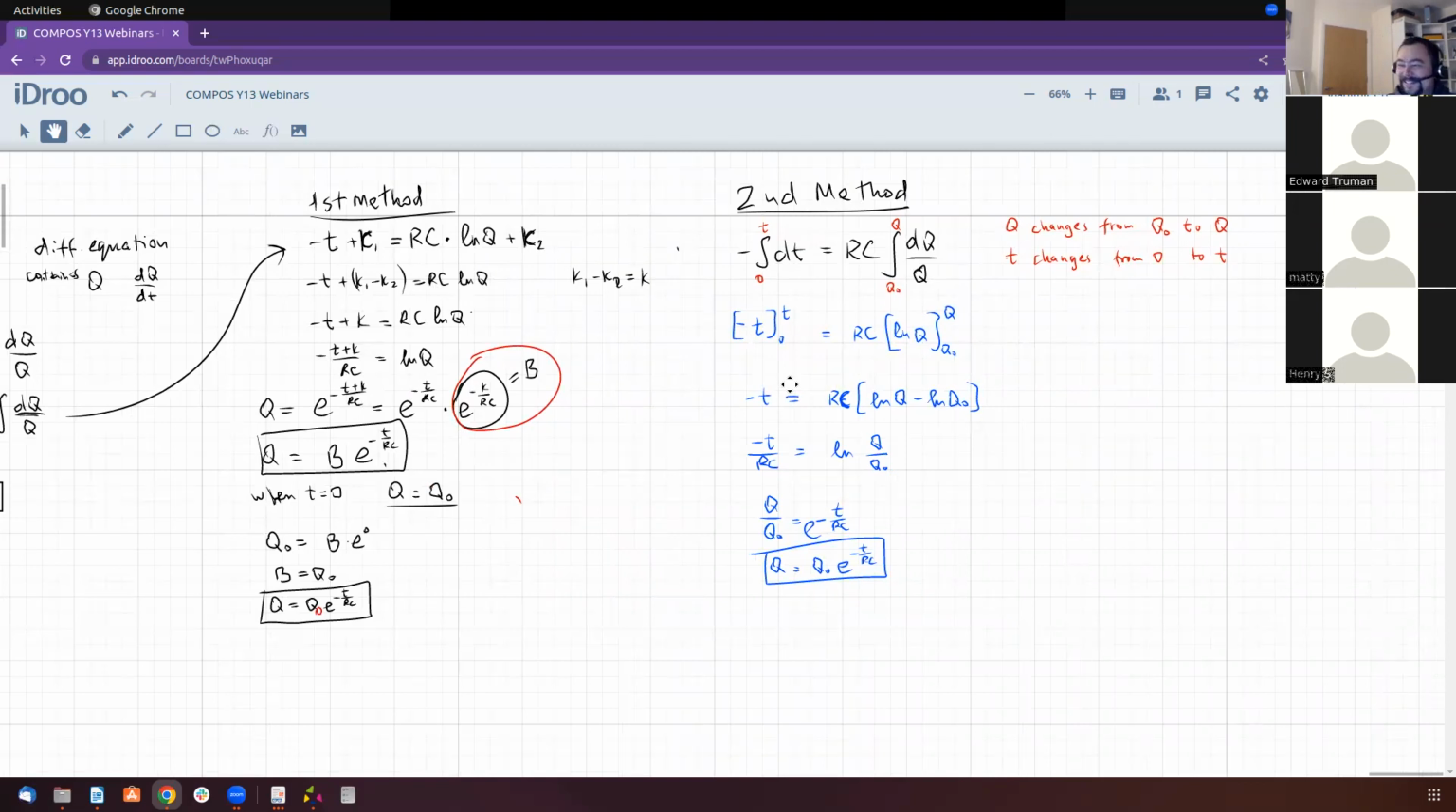Which one do you prefer, 1 or 2? Yeah, you just need to very carefully analyze it because you are allowed to put the limits. You're allowed to put the limits when you're doing a differential equation.